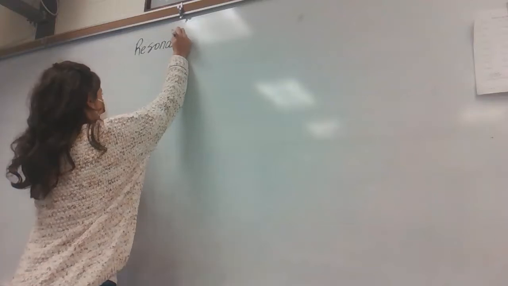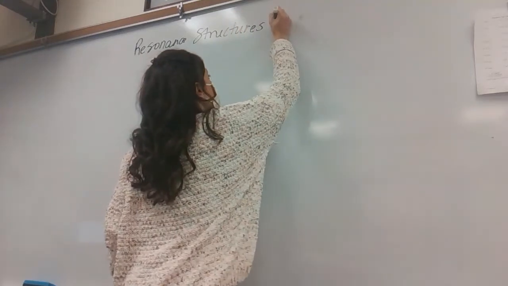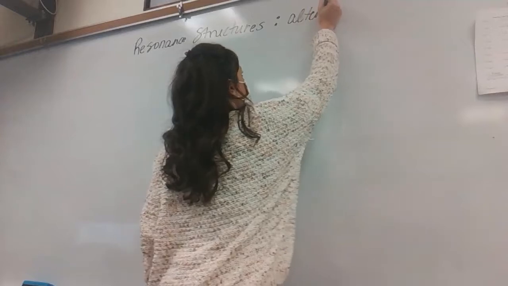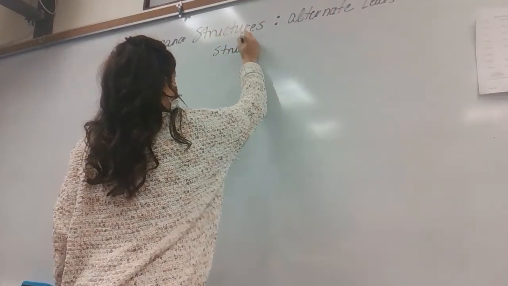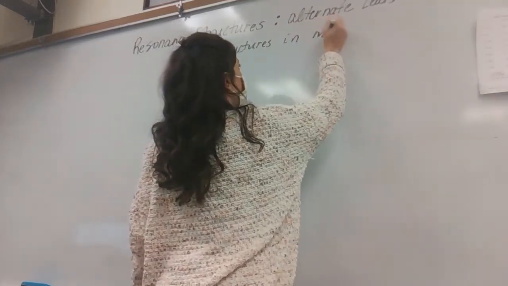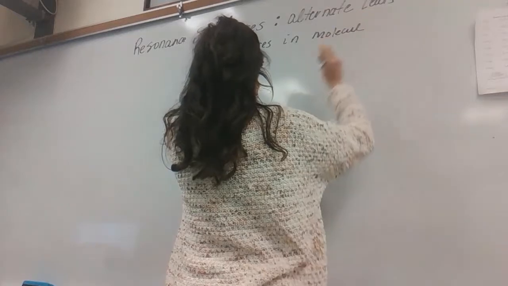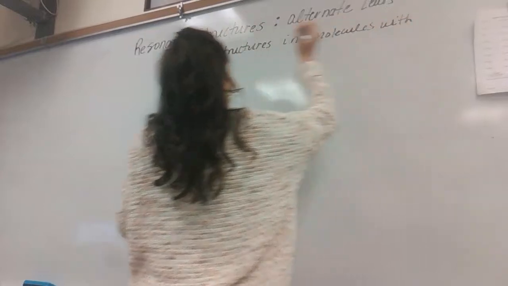Resonance structures are alternate Lewis structures in molecules with double and triple bonds.